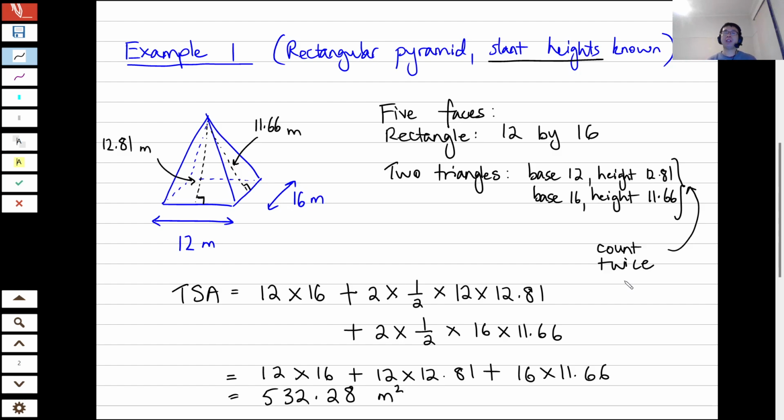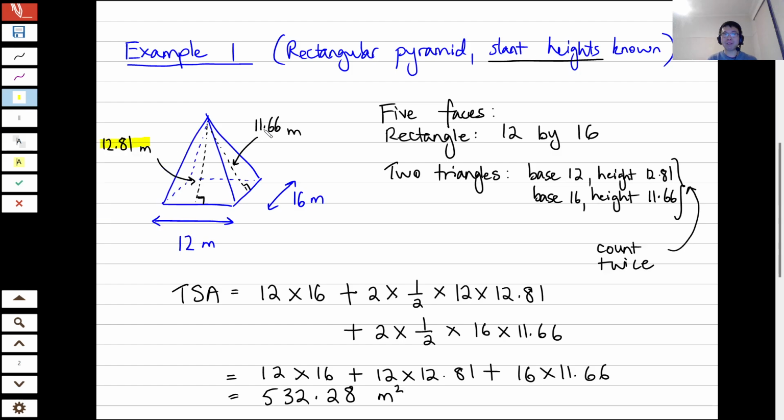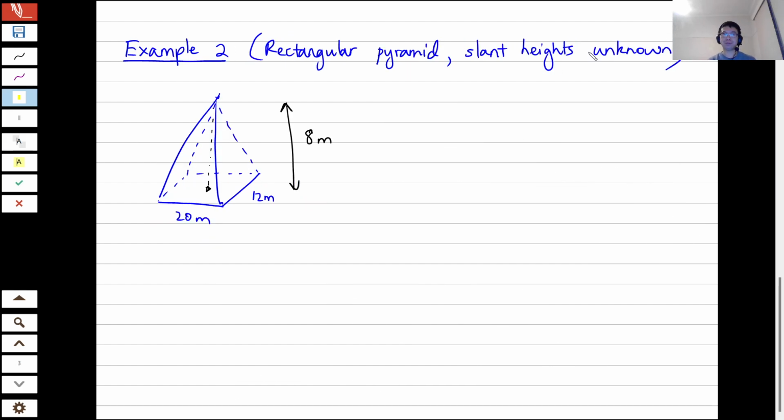So hopefully this wasn't too bad. And the reason why this example was sort of easy was because I gave you these slant heights on the pyramids. If I didn't give you those, then this would be much harder to do. So the next example, we'll do this without the slant heights and we'll have to work them out.